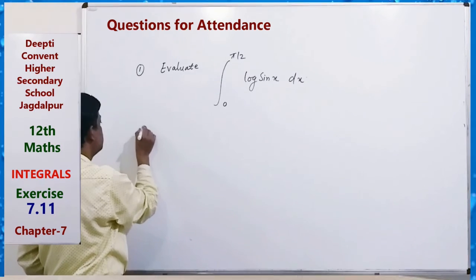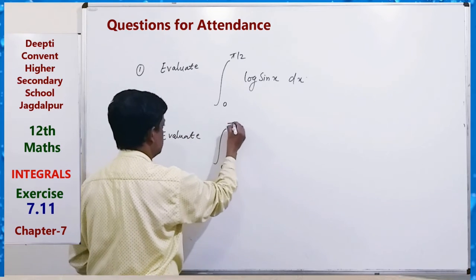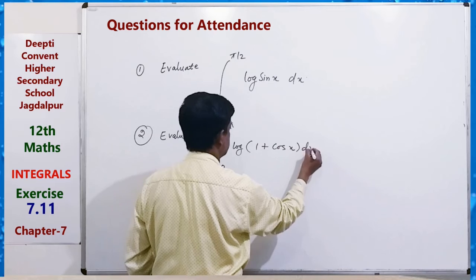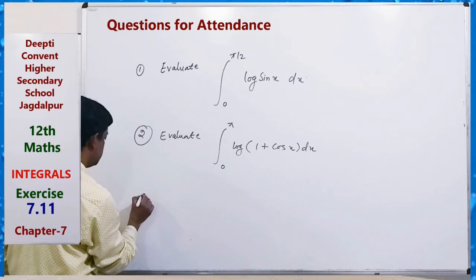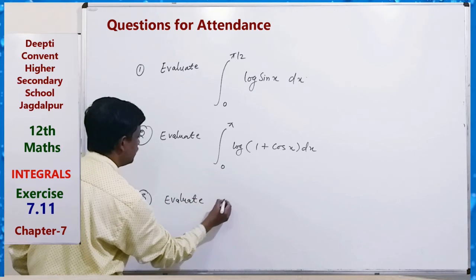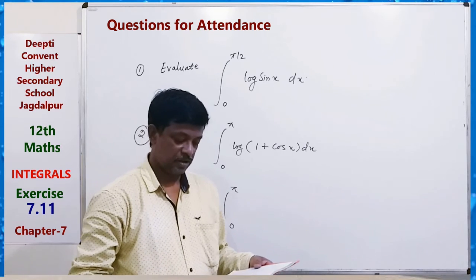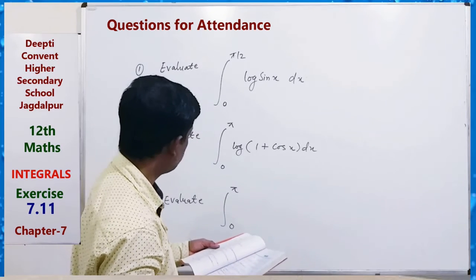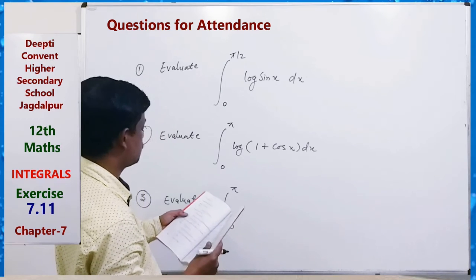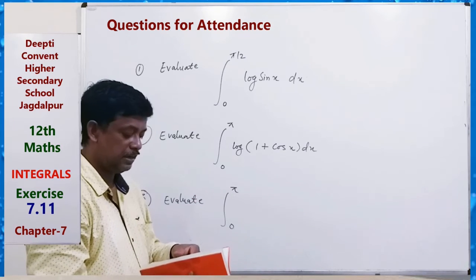Second, evaluate the integral 0 to pi log 1 plus cos x dx. And third, evaluate the integral 0 to pi log 1 plus cos x dx, with limits 0 to pi and 0 to pi by 2. First question, 0 to pi by 2 log sin x dx.